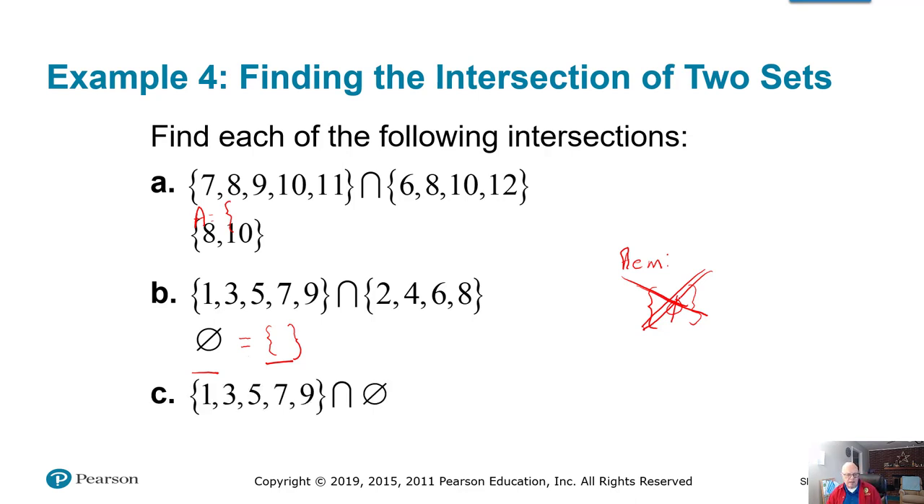And one more, the intersection of the set that contains 1, 3, 5, 7, 9, and the empty set. What numbers or members are in both of those sets? All right, what do you have? Remember, this first part has 5 different items. 1, 3, 5, 7, 9. What does this one have? It doesn't have anything. So what's going to be in both? Nothing.